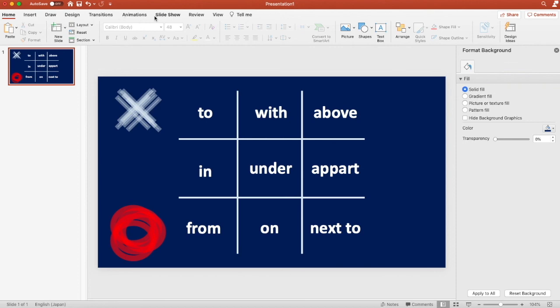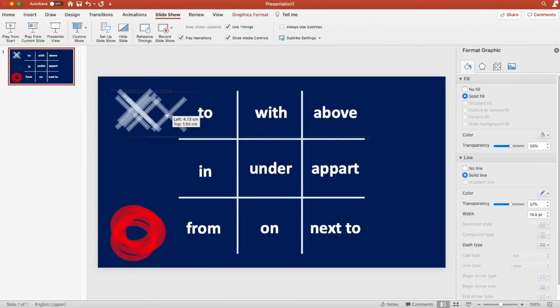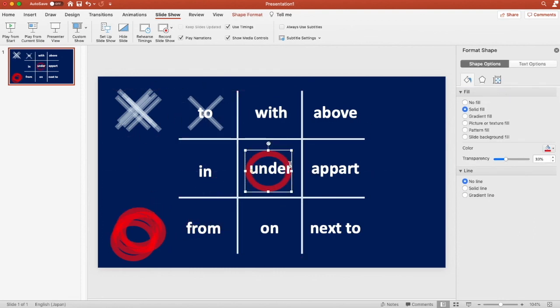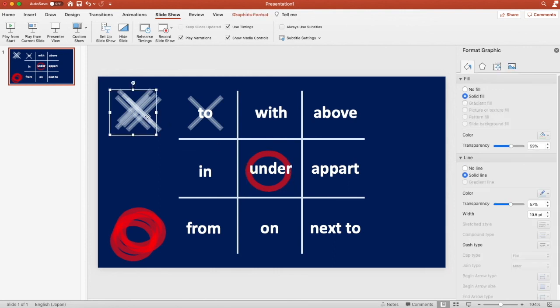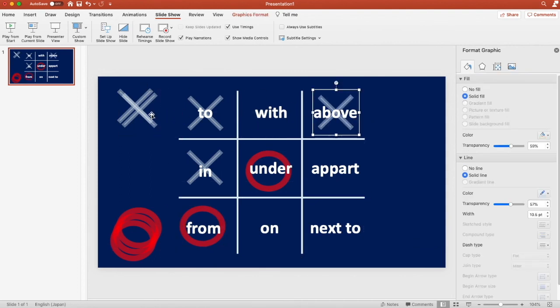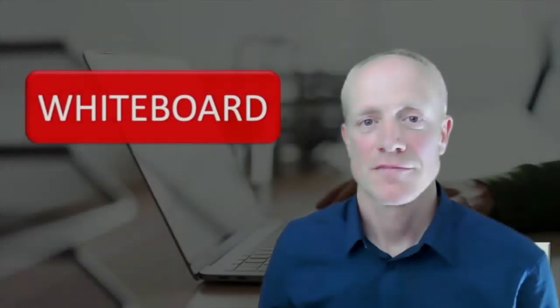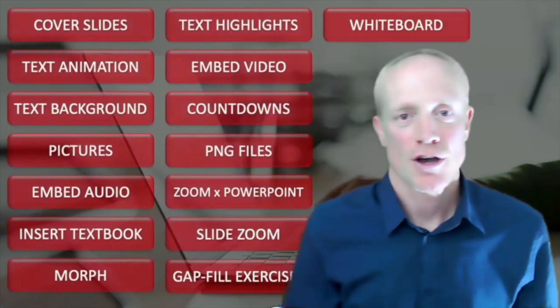Now the thing is, if you do this in slideshow, you can't move any of the elements around. So you should come out of slideshow in the class, and the students can still see your slide there, and you can move the elements around. Okay, so that's how you use PowerPoint as a whiteboard.